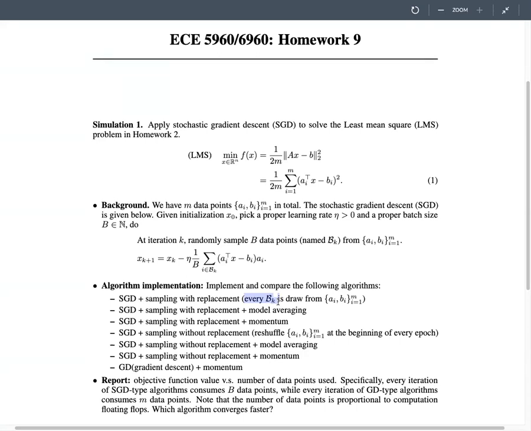In MATLAB or PyTorch, you can use some random generators to get this. Say you have 1,000 data points, and your batch size is 16. That means every time you will sample 16 points out of these 1,000 points. We call this sampling with replacement, meaning that once you sample these 16 points, you put them back into the box. So next time, you do this again, you will sample from these 1,000 data points.